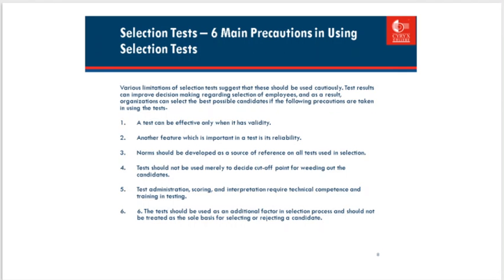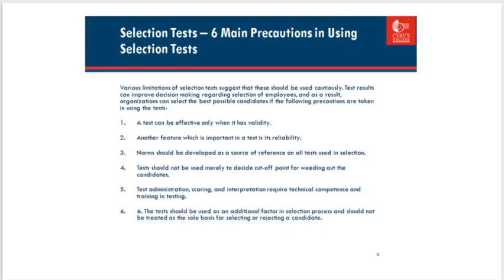Selection tests. 6 main precautions in using selection tests. Various limitations of selection tests suggest that these should be used cautiously. Test results can improve decision-making regarding selection of employees, and as a result, organizations can select the best possible candidates if the following precautions are taken in using the tests.